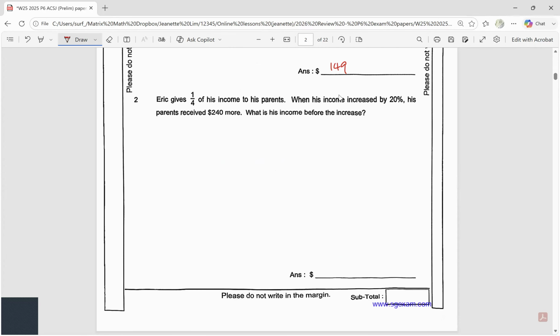Question 2. Eric gives 1/4 of his income to his parents. When his income increased by 20%, his parents received $240 more. So what is his income before the increase?